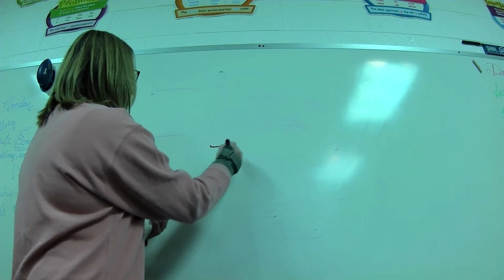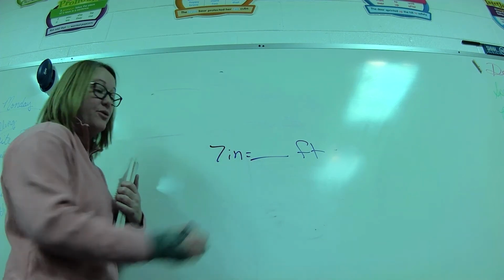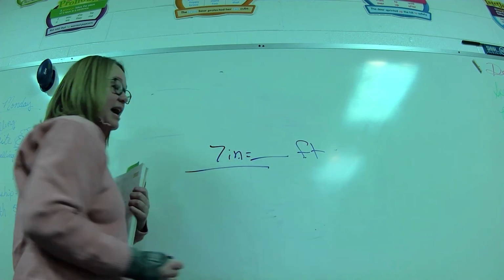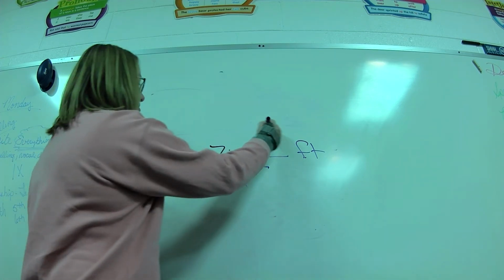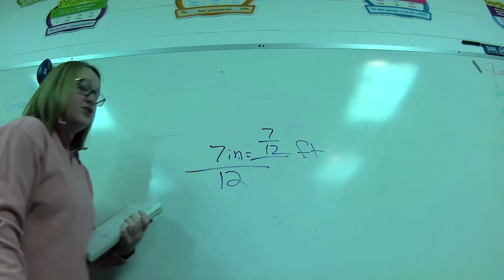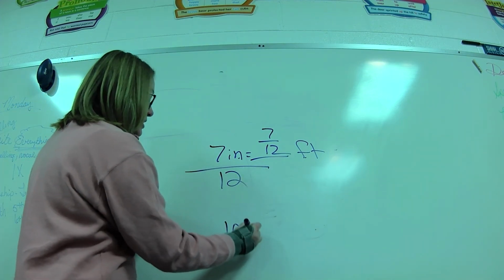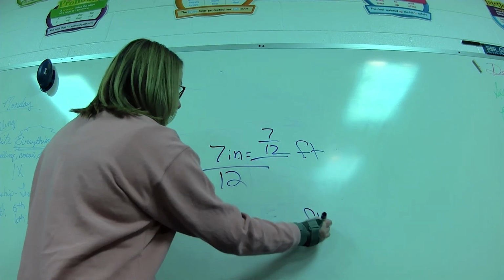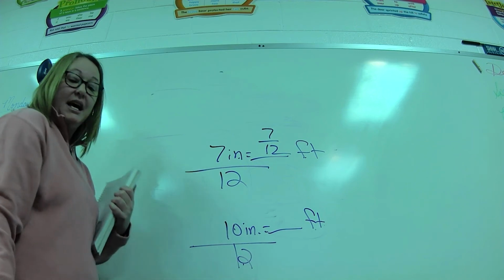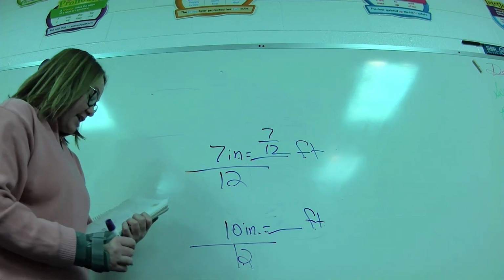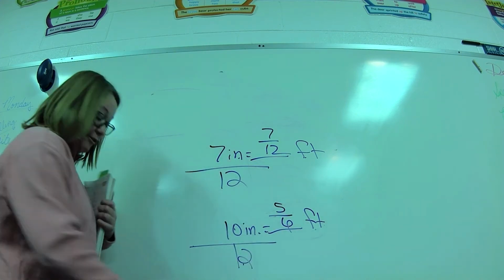Here we have 7 inches equals how many feet? Well, this is the same as we've been doing. Small to large, we're going to divide. A foot has 12 inches. I now have 7/12, and that simply cannot be reduced. So I have 7/12 of a foot. Now, if I have 10 inches, how much of a foot do I have? Well, again, small to large, but 10/12 is not in lowest terms, so I have to reduce that, and I'm going to get 5/6 of a foot.